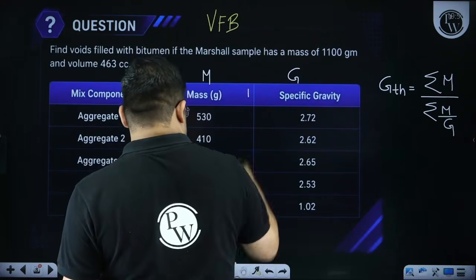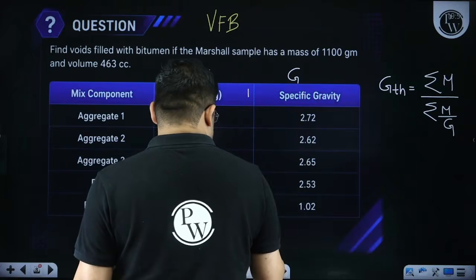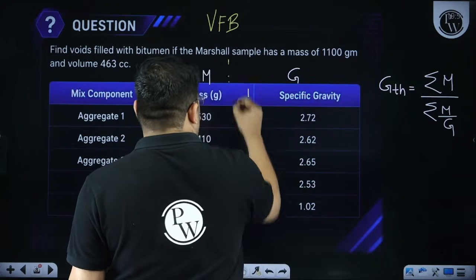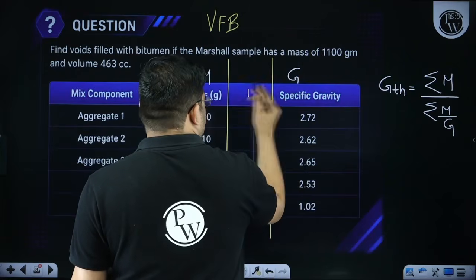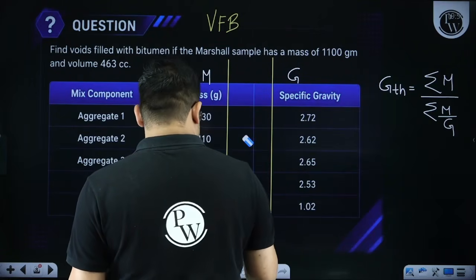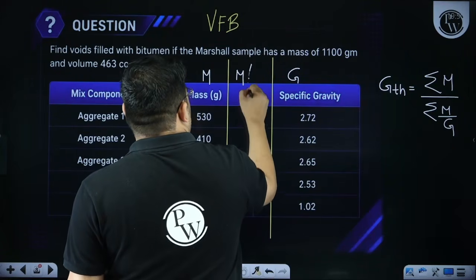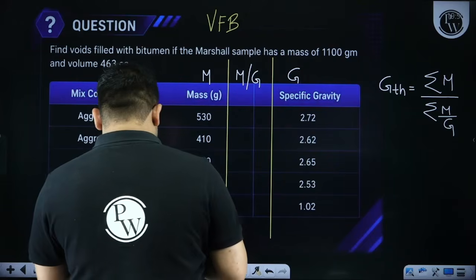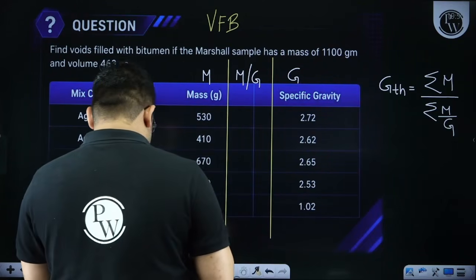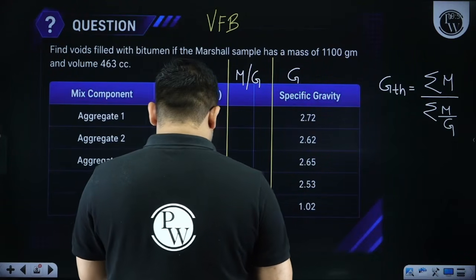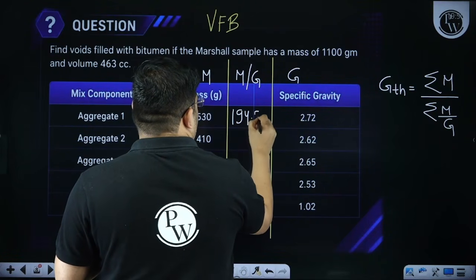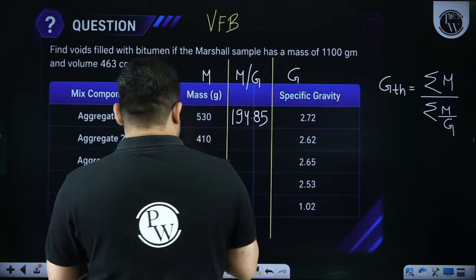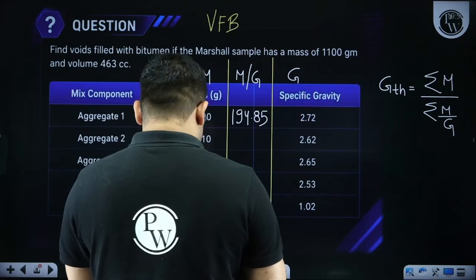Let me have a column of mass by G also. So this is mass, this is G, and suppose this column is mass by G. Let me find out mass by G. So 530 divided by 2.72. We're getting a value of 194.85. The next is 410 divided by 2.62.